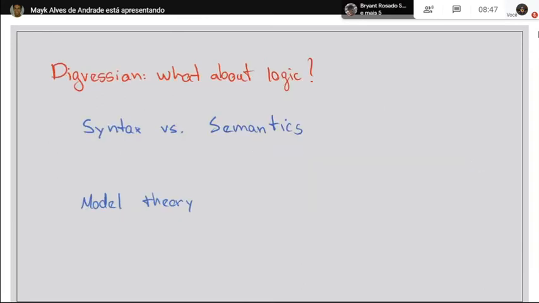And a digression. What about logic? Here, I'll briefly try to say the difference between, which is a very important difference in logic, also in linguistics as well, the difference between syntax and semantics. So far, when I presented the symbols of logic and the rules of inference, we have been dealing with just the symbols themselves without necessarily giving meaning to them. That's the main difference between syntax and semantics.